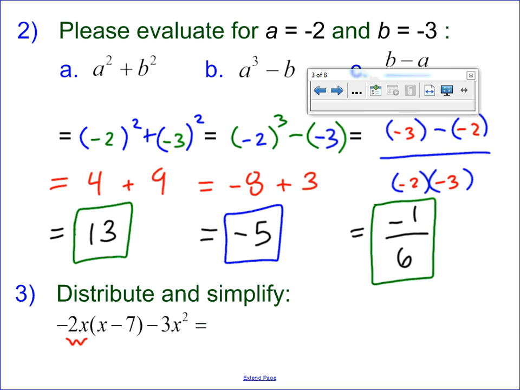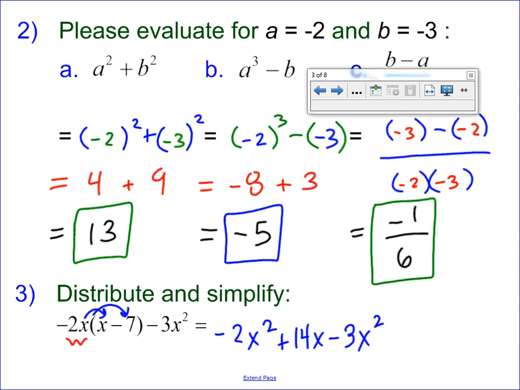So we've got -2x times x is -2x squared. Then -2x times a -7 is positive 14x. And lastly, minus 3x squared. So now we'll go ahead and scan the problem. We've distributed through successfully, but we have a pair of like terms. So this isn't fully simplified because we have a pair of like terms.